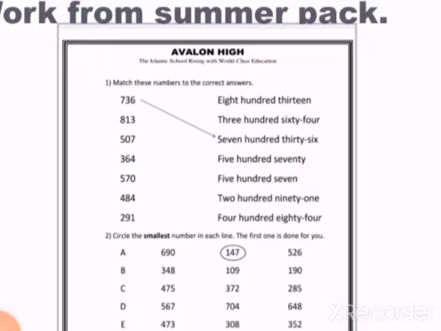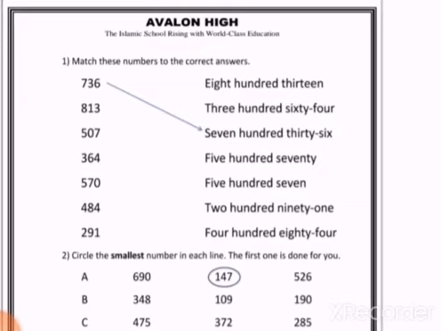Number two is circle the smallest number in each line. The first one is done for you. In A part they have done for you 6. You will compare the 100 places. You will compare the place of 100, 6, 1 and 5. As you can see that 1 is the smallest among these three in the place of 100. So it is as simple. You will circle 147 because 147 सबसे smallest है.